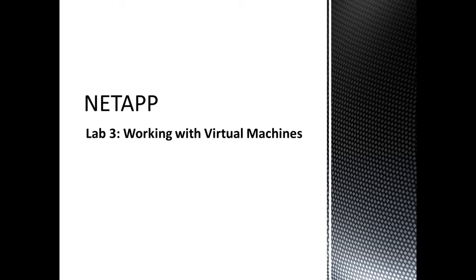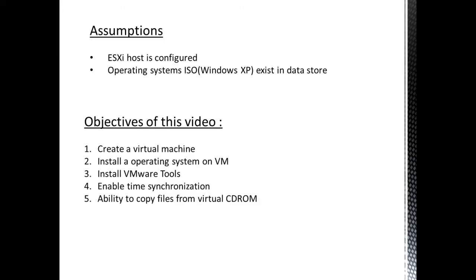So in this video, I'm going to be going over how to install virtual machines on an ESXi host. For this video, we have a few assumptions: the ESXi host is already configured with all the data stores and everything like that already set up, and the Windows XP operating system is already on the data store. We're just assuming it's already there.